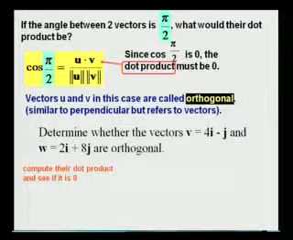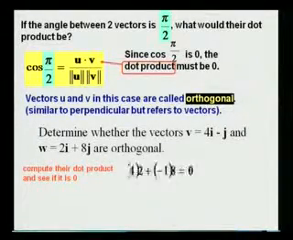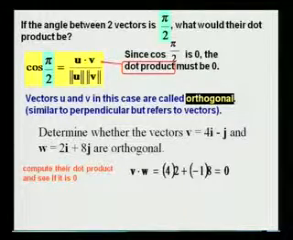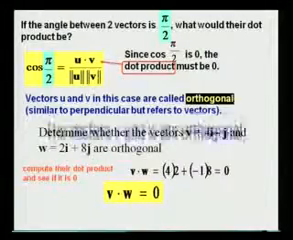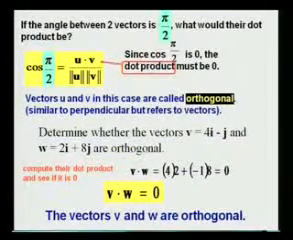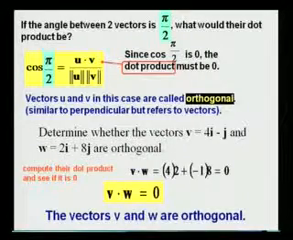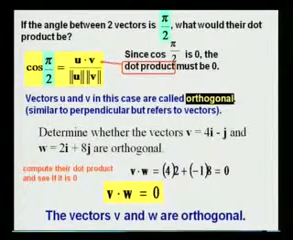First we need to find the dot product and see if it is 0 or not. Here v dot w is equal to 4 into 2 plus minus 1 into 8, which is equal to 0. That means v dot w is equal to 0. So the vectors v and w are orthogonal to each other. Okay, so using this we will take one more example related to dot product.